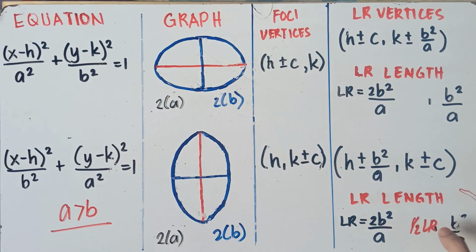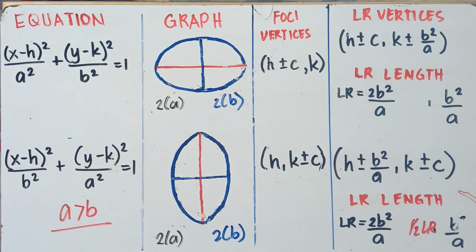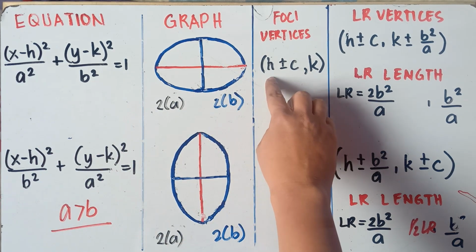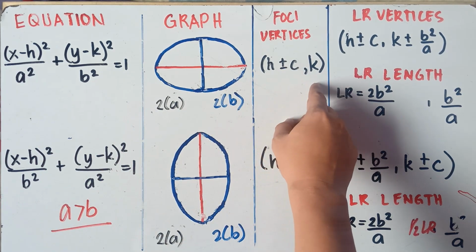Alright, so let's talk about the foci and vertices. If your a is aligned on x squared, this will be your equation for the foci: (h plus or minus c, k).